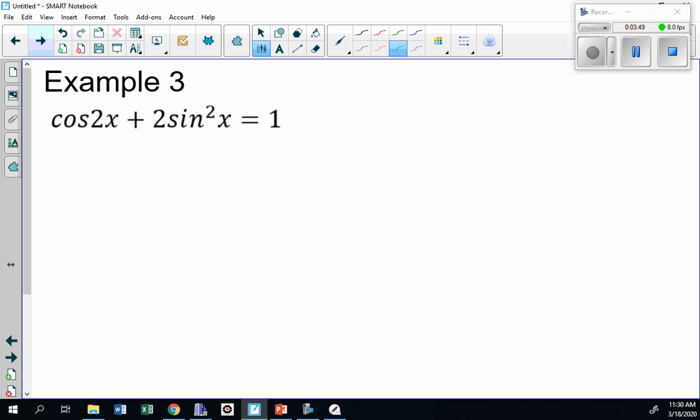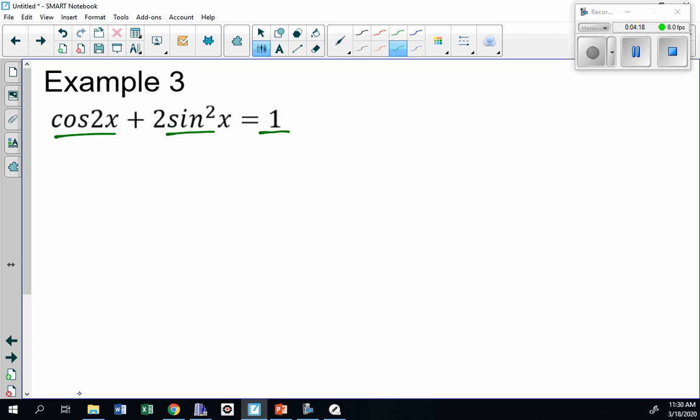Example 3. So again, prove this is true for any value of x, or permissible value of x. So if I look at the right side, there's not much I can do with that one. It's already very simplified. The left side has a double angle identity. It also has a sine squared. There's lots I could do here. It might be tempting to change both of these at once with an identity, but let's just hold on a little bit and think a little bit ahead.